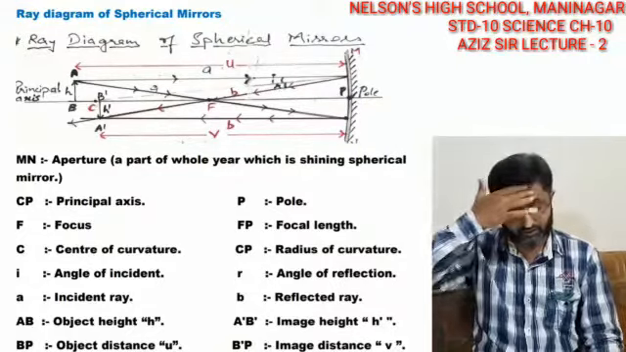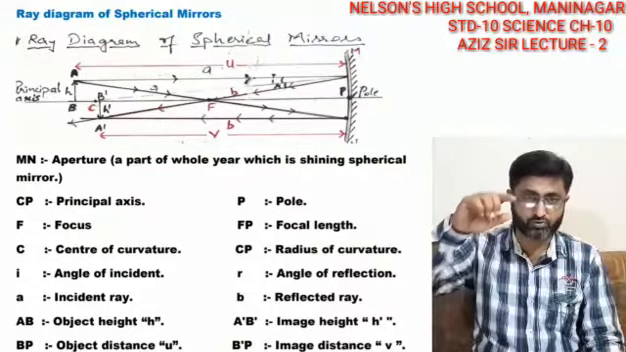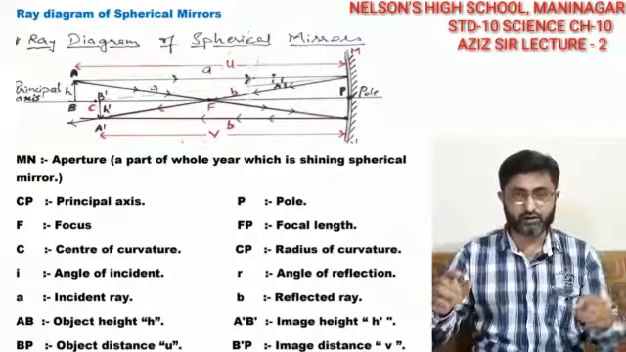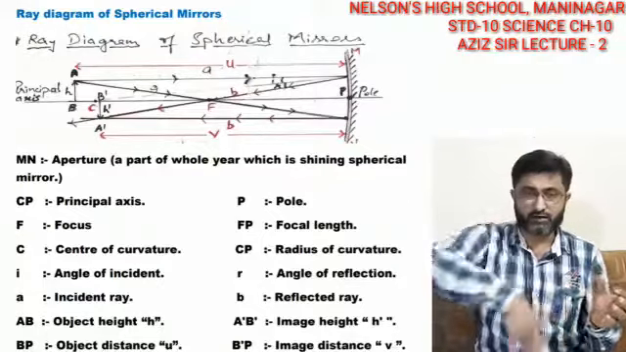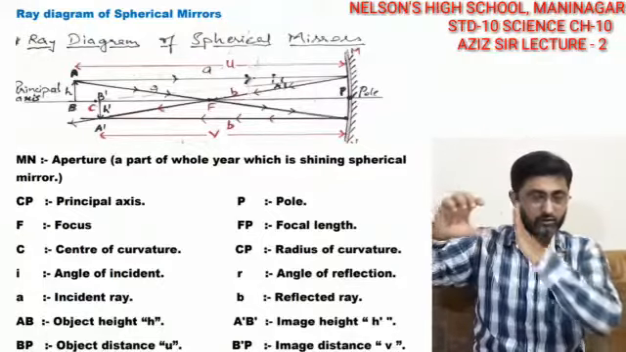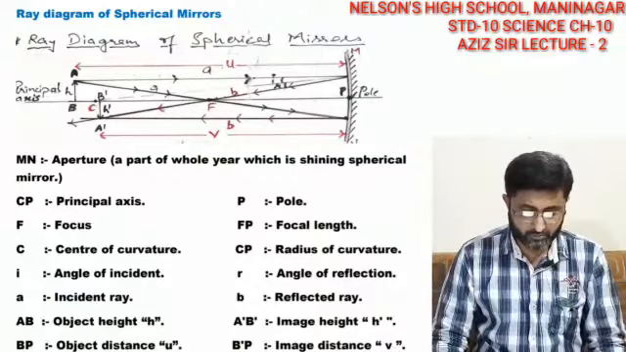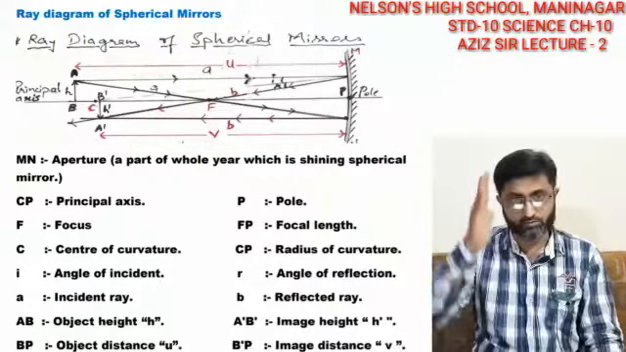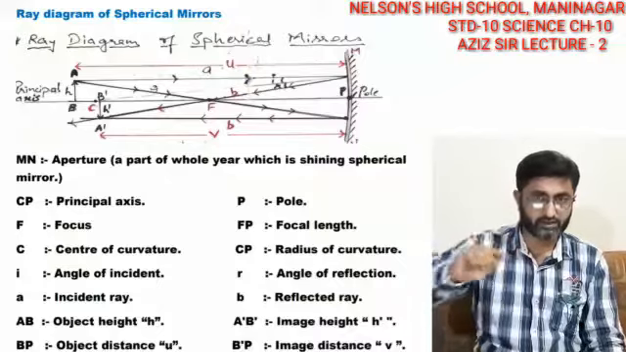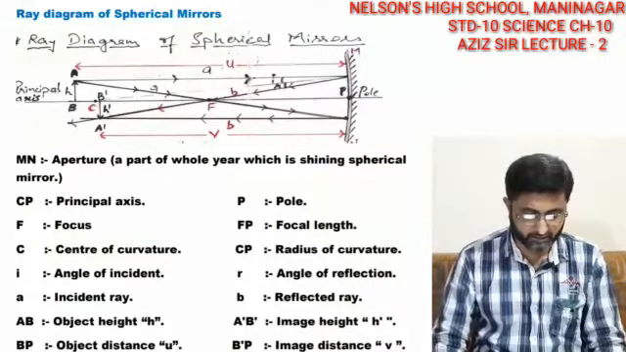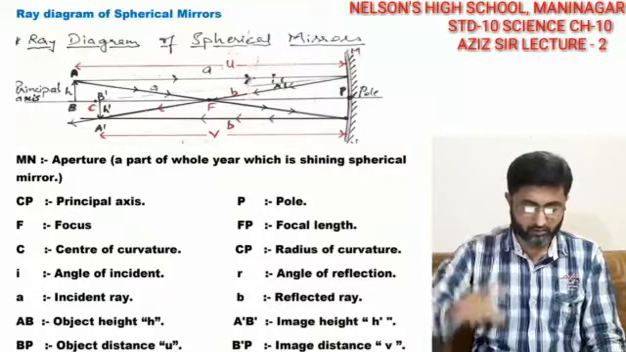Now we will first start with MN, that is being shown to you. That is a curvature. Curvature is a part of a whole sphere. If I make a whole sphere and cut a small part out of it which is shining towards the inside, it will be a concave mirror. So we'll start with a concave mirror. The dashed part shows that it is rough and the inside portion is shining. Now MN is an aperture.